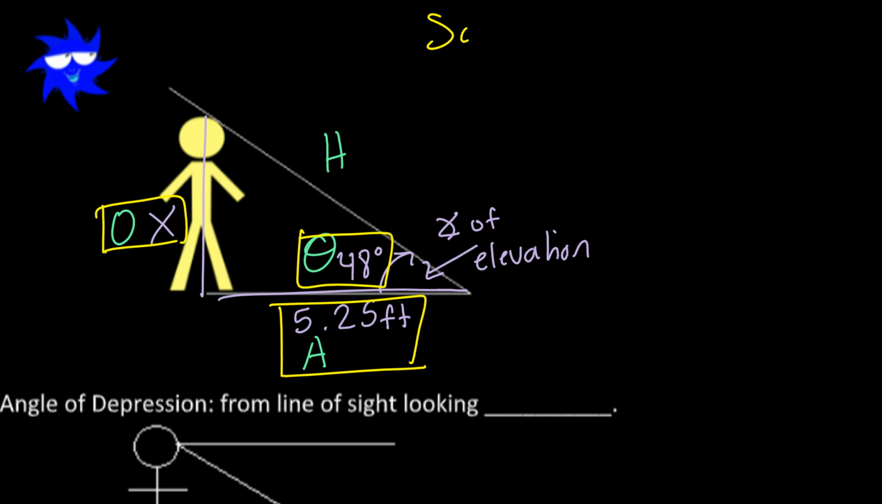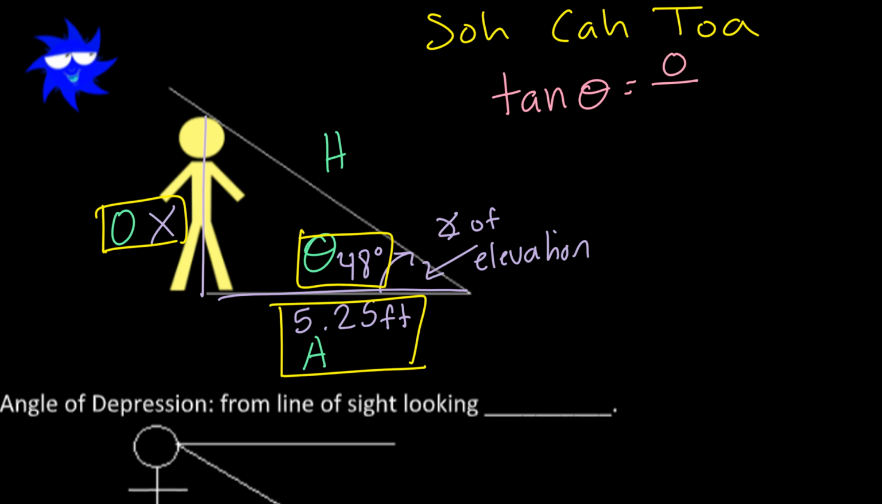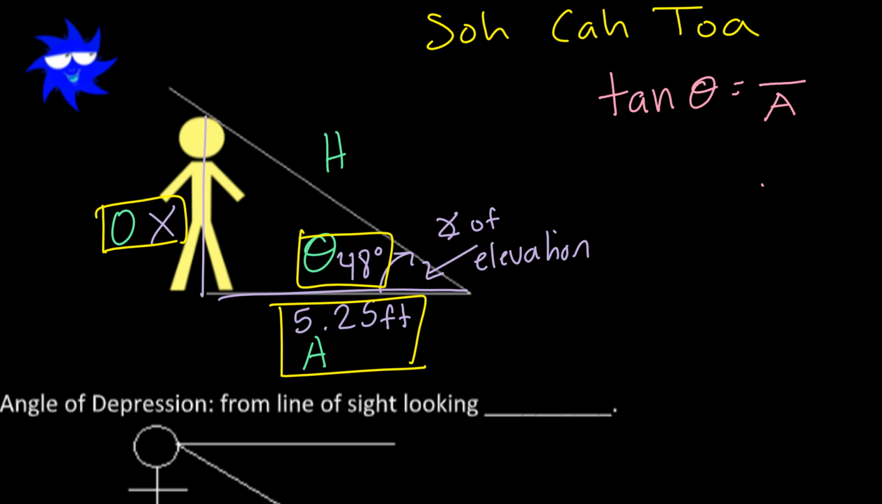So which one, SOH, CAH, or TOA, has an O and an A? TOA, and what does that T stand for? So tan of theta is equal to, what's the second letter in TOA? O over the third letter? Yes, A. Now what's your theta in this problem? 48. So I'm going to replace theta with 48. So tan of 48 is equal to, what's O? And what's A? 5.25.